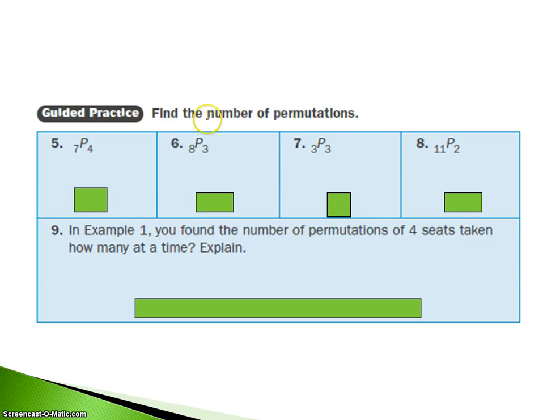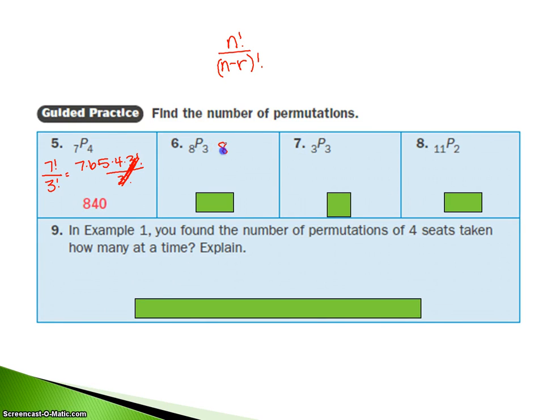Pause the video and try 5 through 9. Remember to use n factorial over n minus r factorial. Subtract first, then factorial. For number 5, we have 7 factorial over 7 minus 4, which is 3 factorial. If I expand this out, stop at the 3 factorial because I'm going to cross those off. Multiply 7 times 6 times 5 times 4, which is 840.